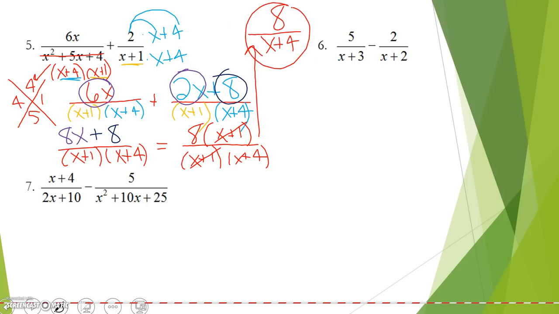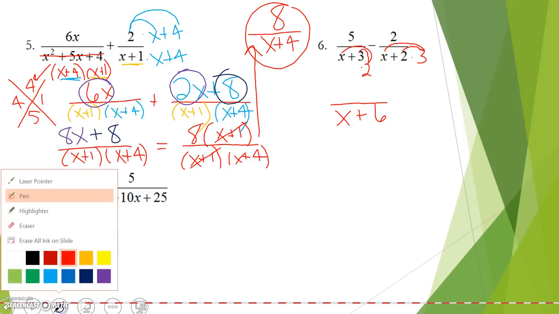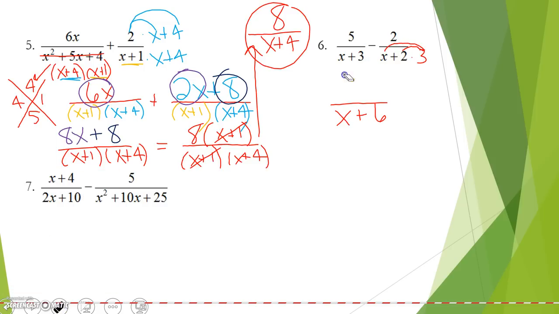All right, the next one. To get your common denominator, I know it's probably going to be a temptation to say, let me just multiply this by 2 and this by 3 and make my common denominator x plus 6. The reason you cannot do that is because you are obligated by the laws of math to distribute that 2 to both things and distribute the 3 to both things. And then that's not going to get you the common denominator of x plus 6. So you can't do that.